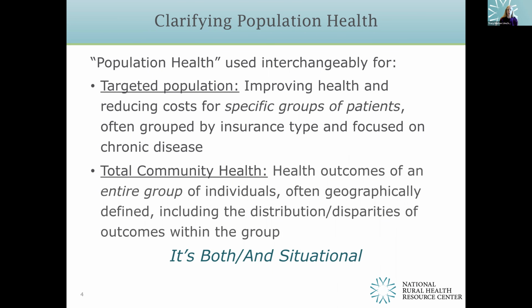Total community health is looking at the health outcomes of an entire group of individuals, often grouped geographically, and maybe looking at some disparities or distribution of health conditions within that group. An example of total community health might be the market share area of a critical access hospital or rural health clinic.